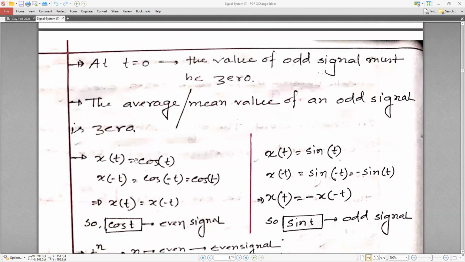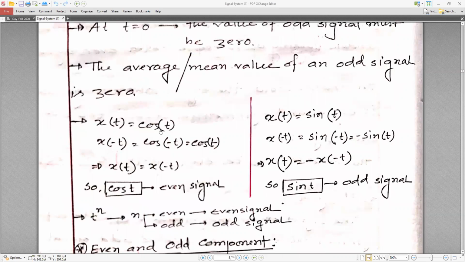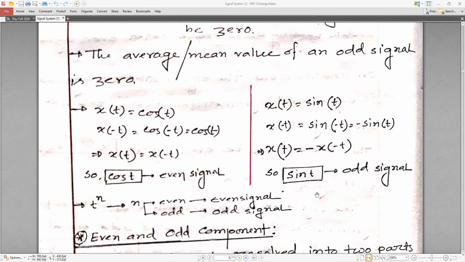Here some examples: x(t) equals cos t. So x(-t) is cos(-t), which equals cos t. So x(t) equals x(-t), so cos t is an even signal. x(t) equals sin t, x(-t) equals sin(-t), that is minus sin t, so it is not equal to x(t). So cos t is the even signal and sin t is the odd signal.